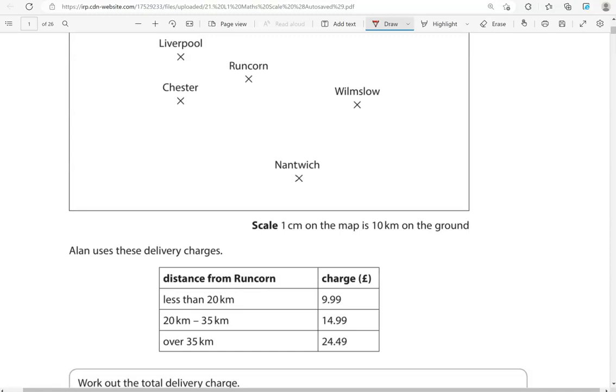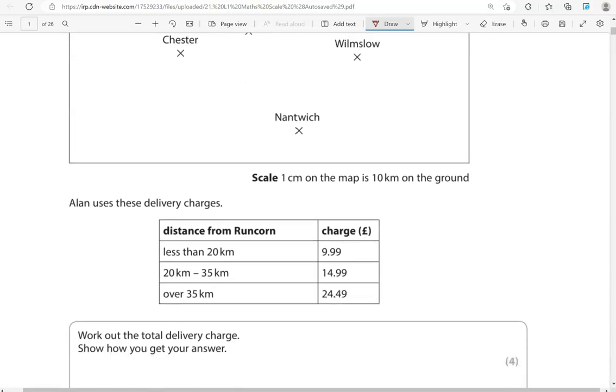Alan uses these delivery charges. Distance from Runcorn, less than 20 kilometres, charge £9.99. Between 20 kilometres and 35 kilometres, £14.99. Over 35 kilometres, £24.49. Work out the total delivery charge. Show how you get your answer.